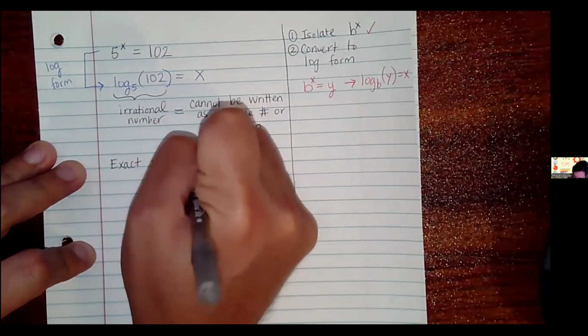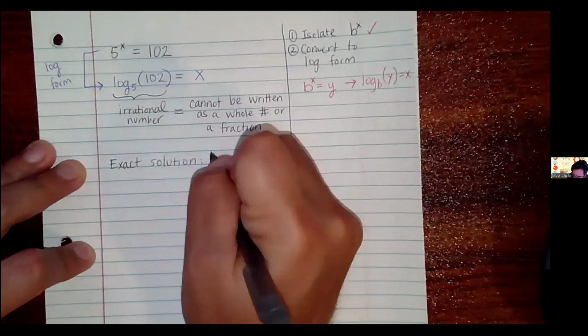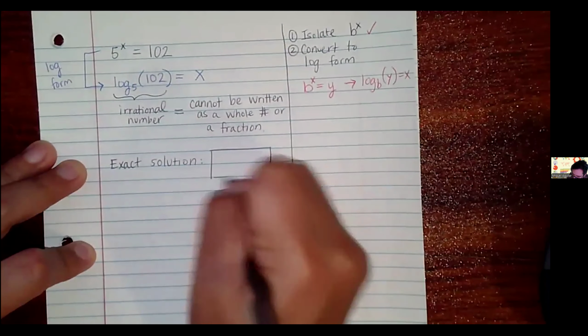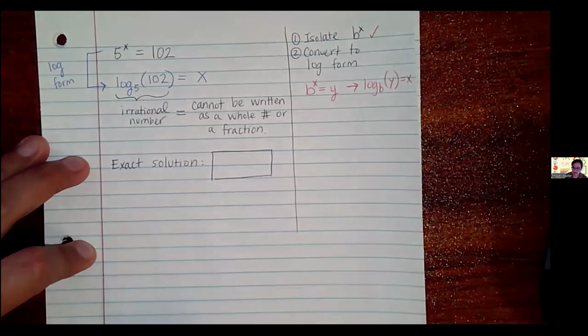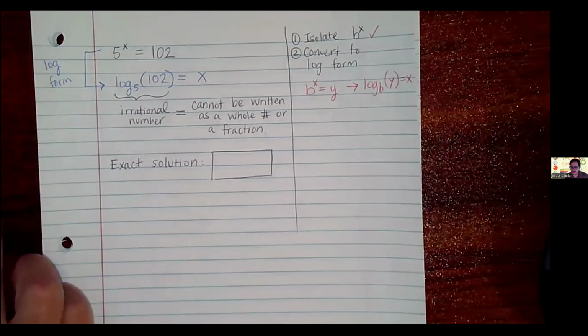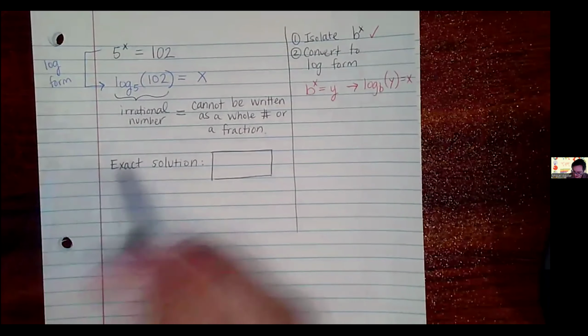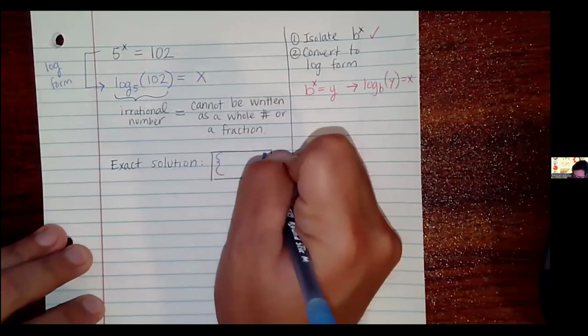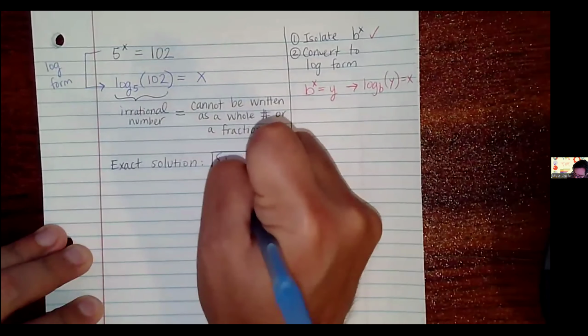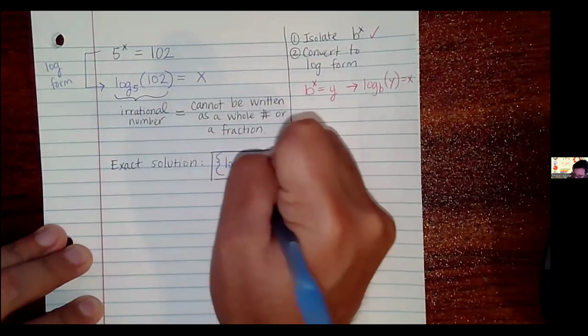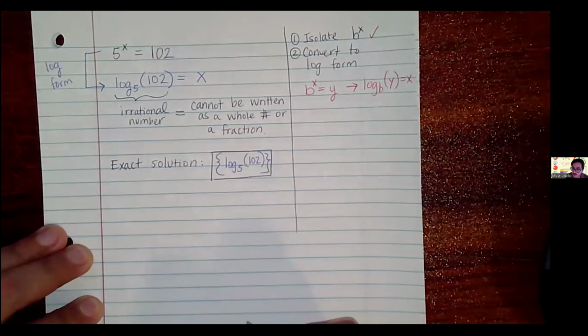So if Alex asks you, what is the exact solution for this problem? And remember, the solution is always of the form x is equal to something. Then what Alex is expecting you to type in for your exact solution is these braces. And literally, we're just going to leave this as log base 5 of 102. Okay?